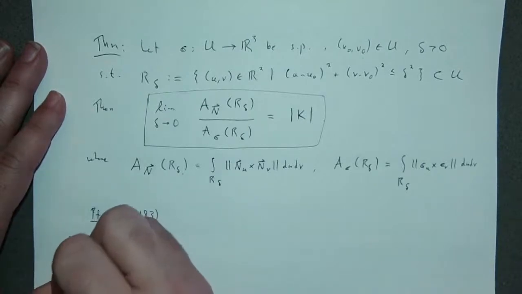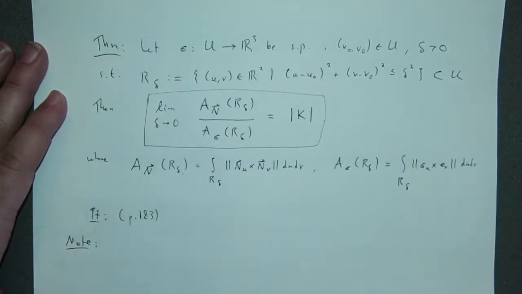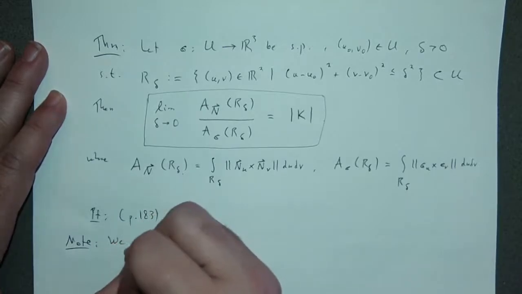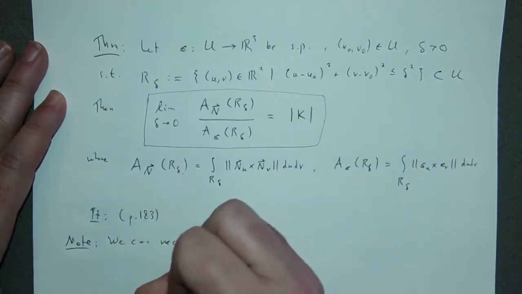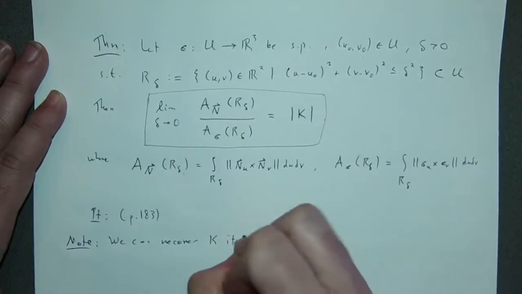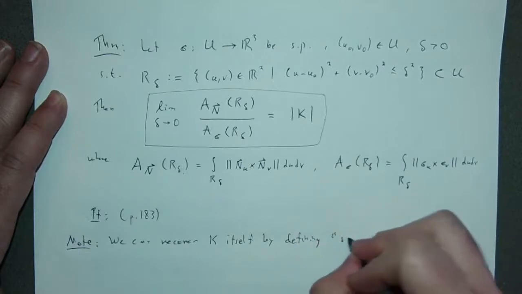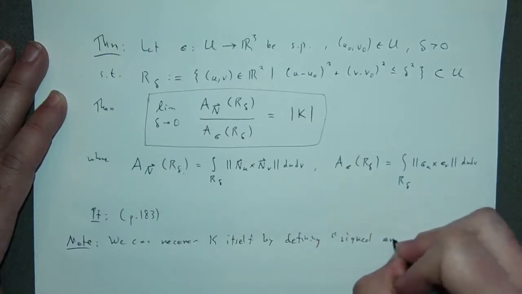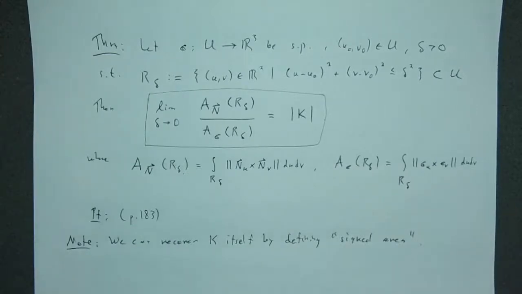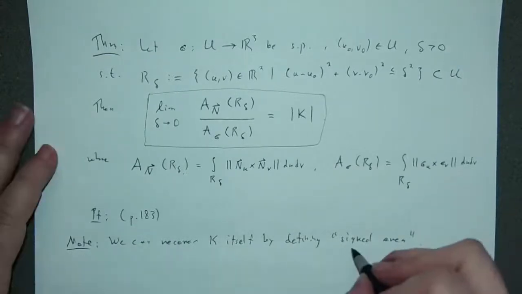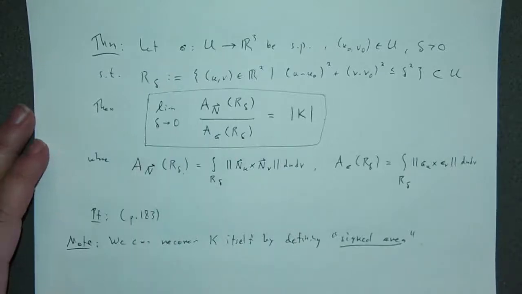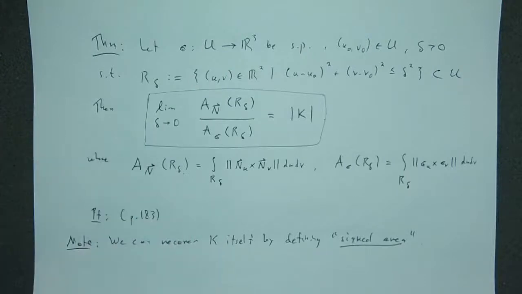But note, if we define signed area, we can actually get K itself. So we can recover K itself by defining carefully signed area. If we define signed area carefully enough, then the quantity that spits out of this limit is actually K and not absolute value of K. Okay, so this does it. You can actually do the Gaussian curvature this way entirely.